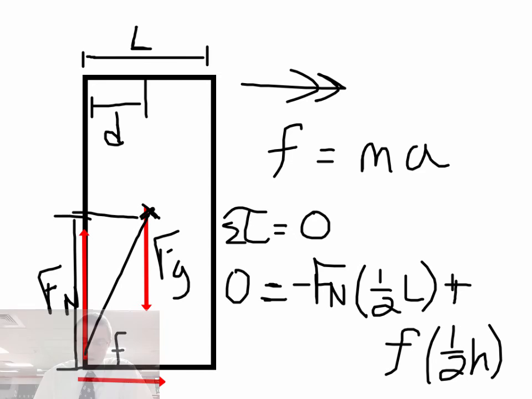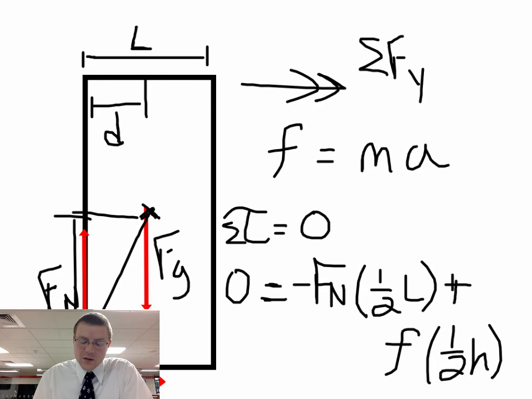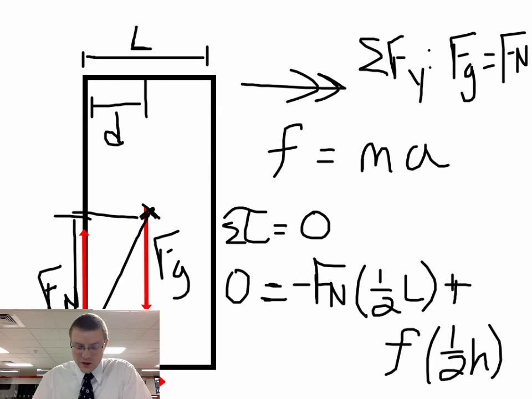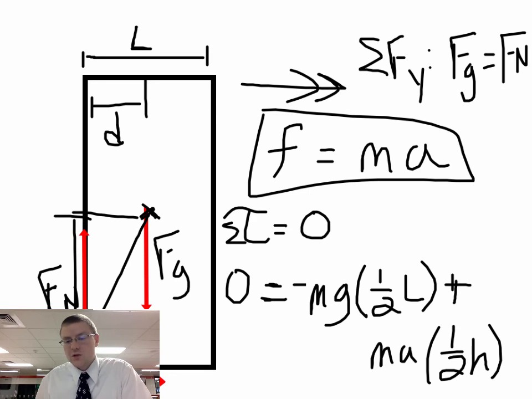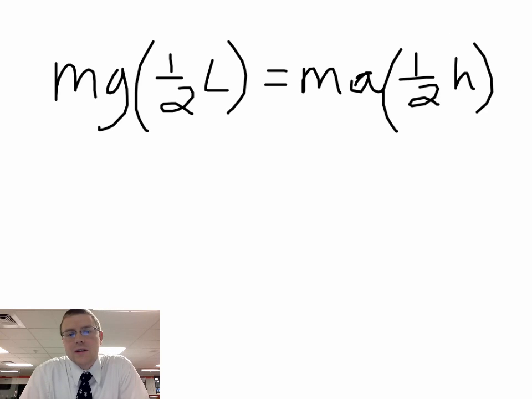If I look at my sum of the y forces, that's pretty easy. The y forces are just the force of gravity and the normal force. We know those two have to equal each other. So in my equation here, I can replace normal force with the weight of the block, mg. And we said what's making this whole thing accelerate? It's friction. So I'm going to replace friction down here with ma. And since those torques must be equal and opposite, I can say that those two must be equal. And this is what you get: mg times half the length for the torque of the normal force, and ma times half the height for the torque from friction.